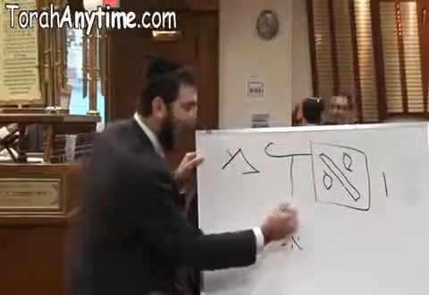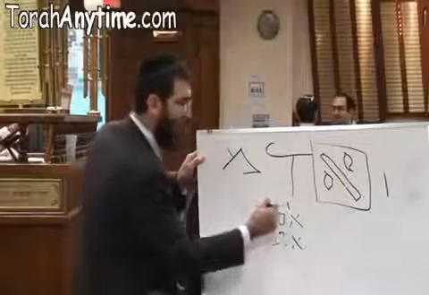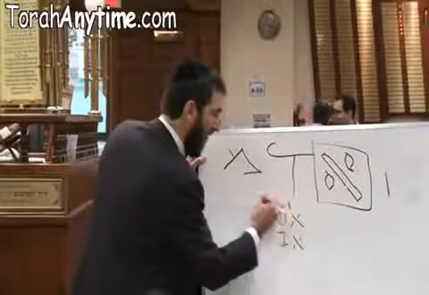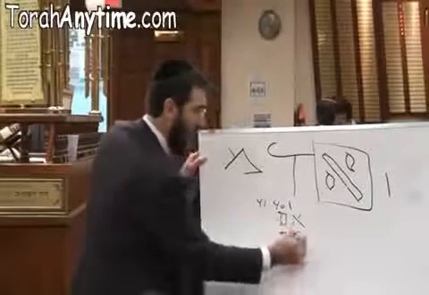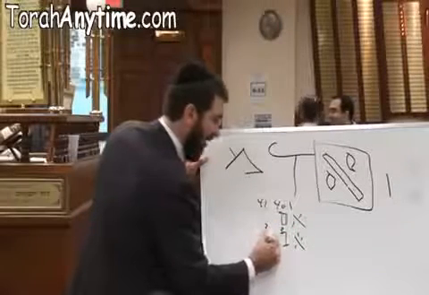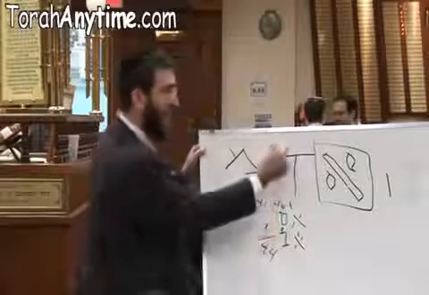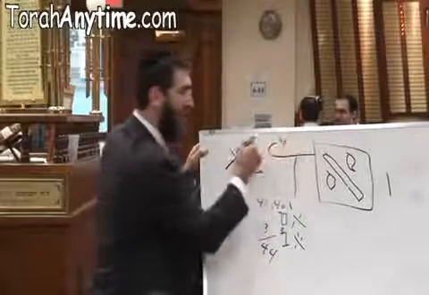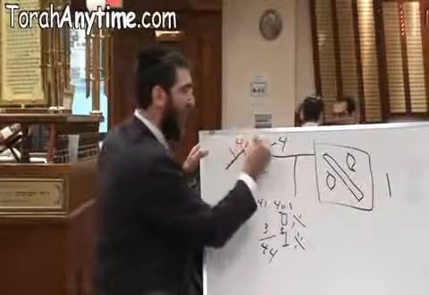Numerical value of Aleph is what? 1. Numerical value of Mem is 40, 41. Numerical value of Aleph, 1. Numerical value of Beit, 2. It's 3. What do we see? 44. That's interesting. Dalet, numerical value, 4. Mem, numerical value, 40. 44.